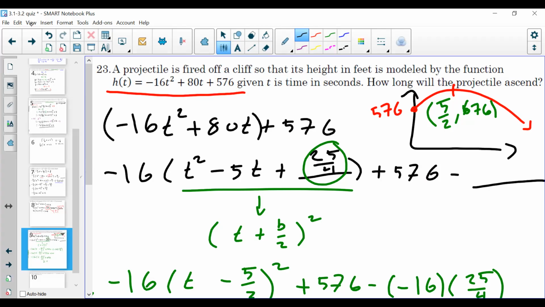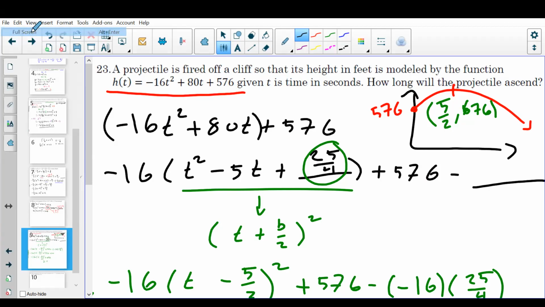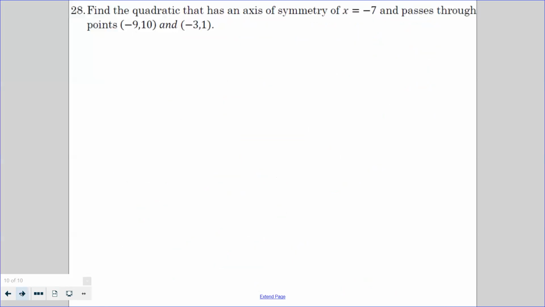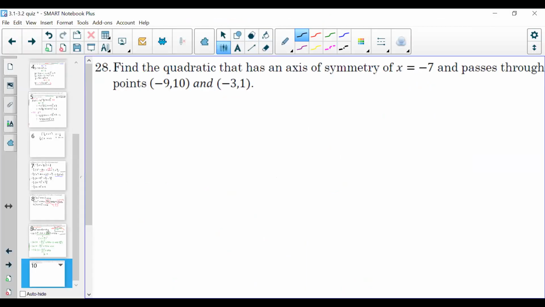Are we okay with that? What's wrong? 2.5 is the answer to the question we posed, but I wanted to add an extra part and ask what the maximum height is. The maximum height is 676, your k value. Any questions about this problem before we move on? We're good? Great. All right, number 10, number 28. We're on slide 10, number 28.